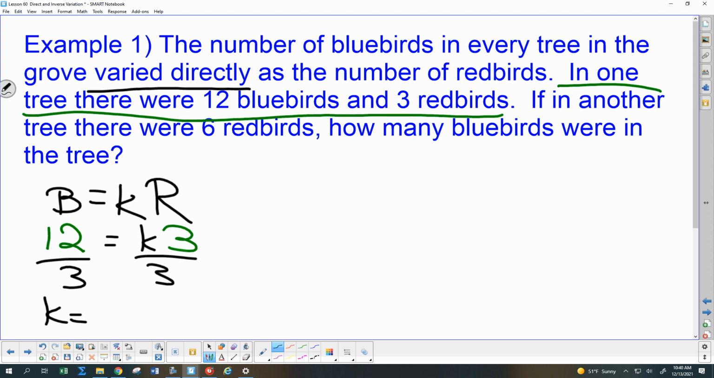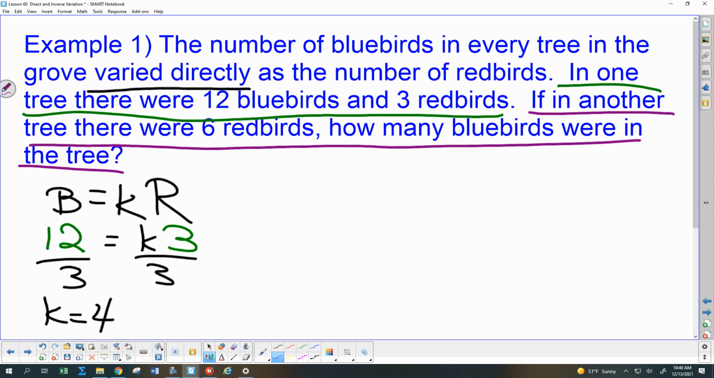So everybody shout out, what is K in this problem? 4. K is going to be 4. Then we have a second case over here, which is the one we're actually solving. So here's our case 2. So we now know that our equation is really B equals 4R for anything about these bluebirds and redbirds and trees. As long as we stick with that problem, K is 4. So this is actually our equation.